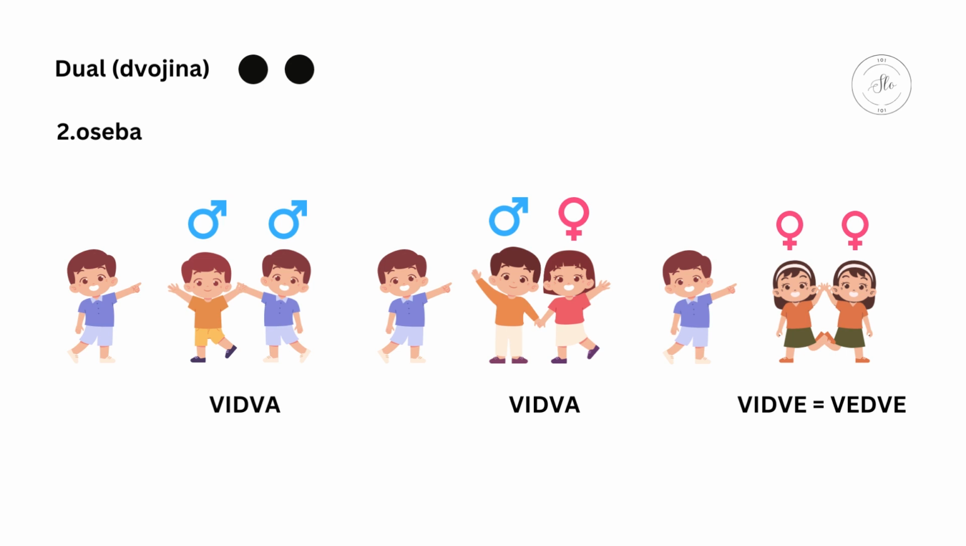Dvojina, druga oseba. Če sta dva moška ali moški in ženska, rečemo vidva. Če sta dve ženski, rečemo vidve ali vedve.